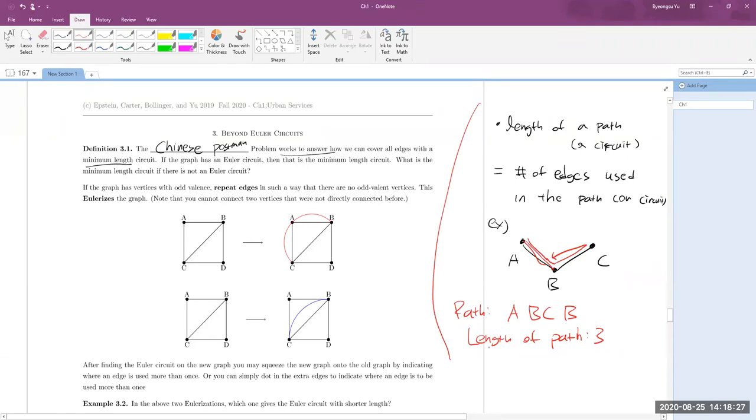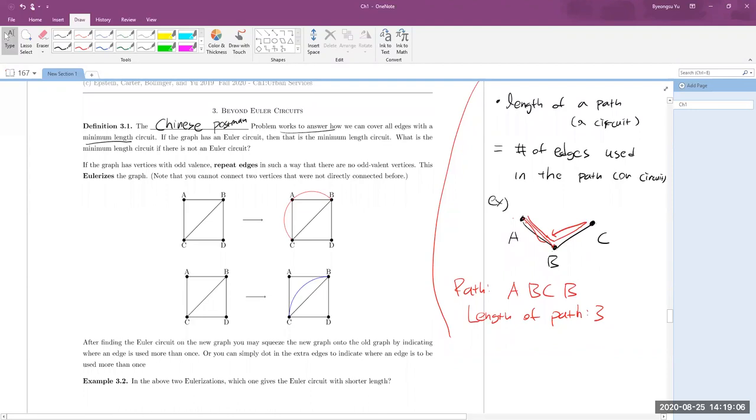So for all the edges which cover all the edges of the graph, we want to find the minimum length circuit, right? For example, you can go A to B to C to B to A to B to C to B again and again, but that increases the length of the path. We just want to find the minimum length circuit which covers all the edges. So that's called the Chinese Postman problem. Does it make sense? Okay.